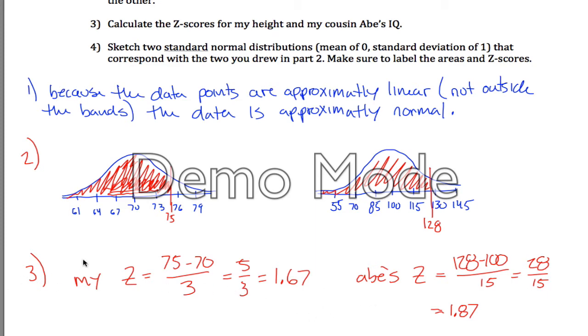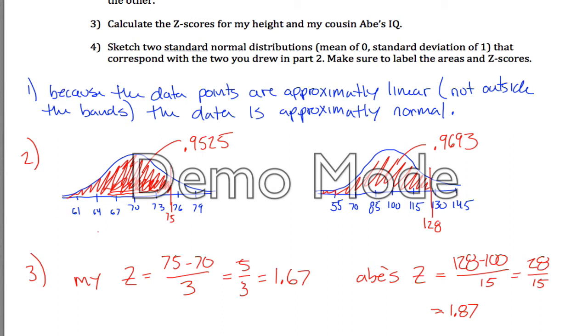You could use a table or something. We want to know what's the probability that somebody is below 1.67 on our table. So go to some tables and you look up 1.67, what you'll find is 0.9525 is the area below 1.67 standard deviations above the mean, and 0.9693 is the area below 1.87 standard deviations above the mean.